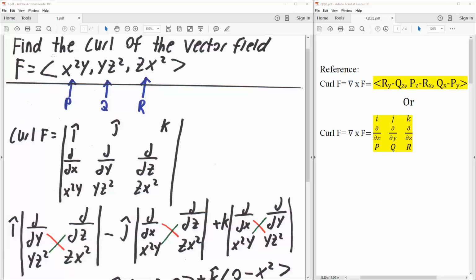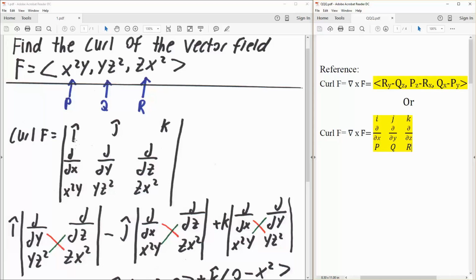Okay, in this problem we want to find the curl of the vector field given by x squared times y, comma y times z squared, comma z times x squared. And as a reference, these are two ways we can get the curl. If you want to just memorize it, you can do this. It's kind of hard to do that. An easier form is this just to kind of remember. So we'll use this form.